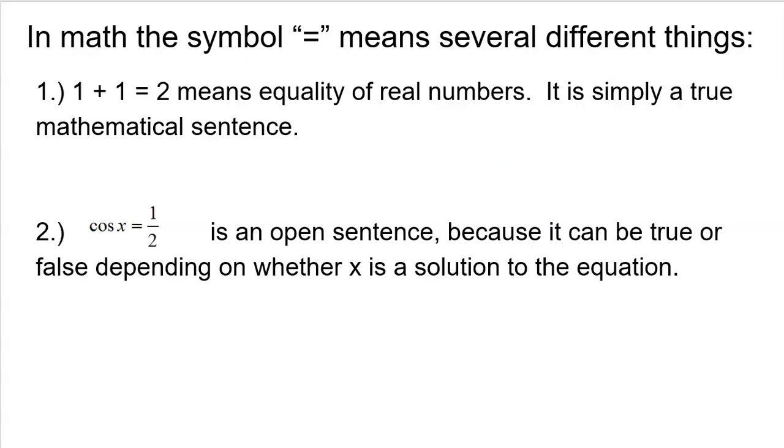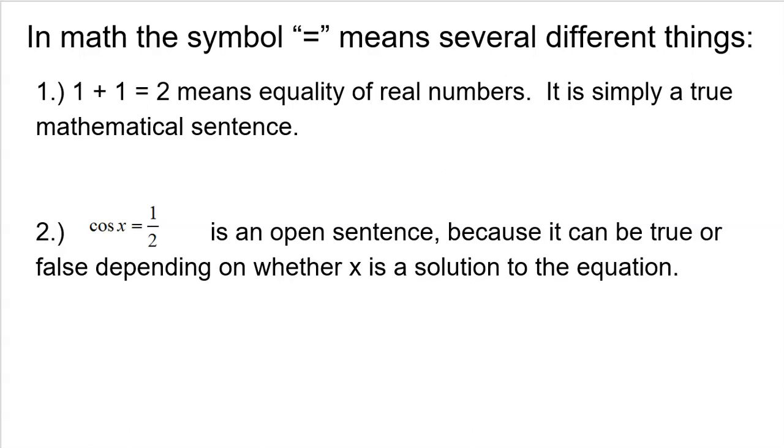So let's talk about the equal sign. In math, the symbol equals, the two parallel lines, means several different things. In basic arithmetic, it means 1 + 1 = 2, right? This is just an equality of real numbers. It means if we understand this concept of addition, if we take 1 + 1, we get this new number 2, right? It's just equality of numbers. That's one very simple thing that we understand. It's just a true mathematical sentence.